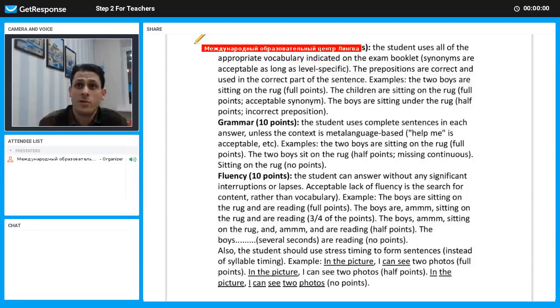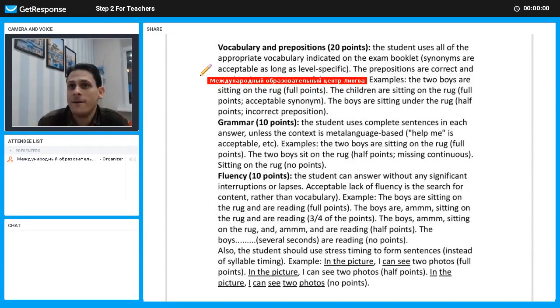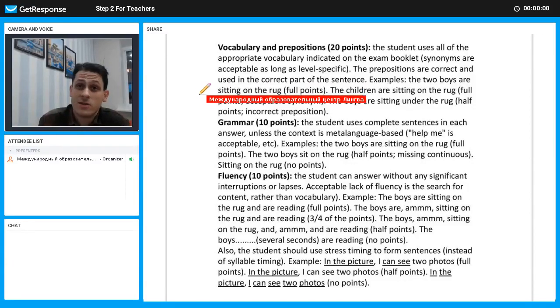Vocabulary and prepositions are worth 20 points total, and some examples could be, the boys are sitting on the rug. This would get full points. It's a full sentence with the correct one. The children are sitting on the rug. Again, this is fine because it's just a synonym. Children or boys, it doesn't matter at this point. It's just step 2.